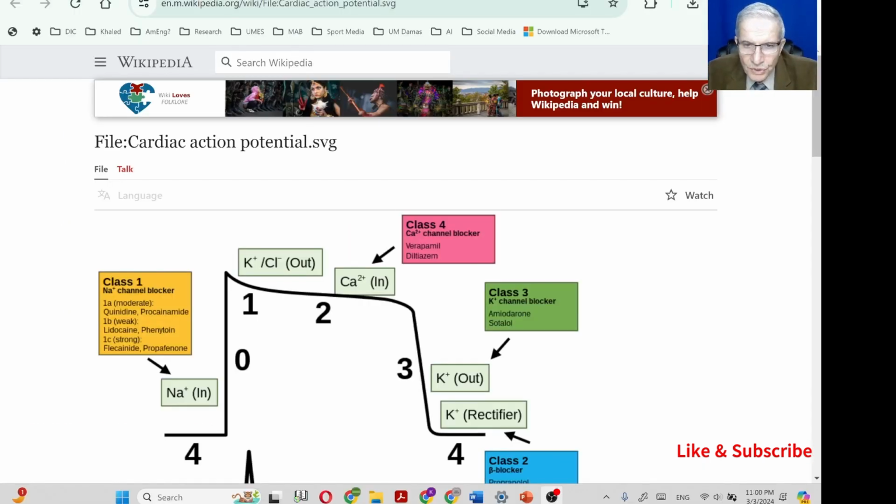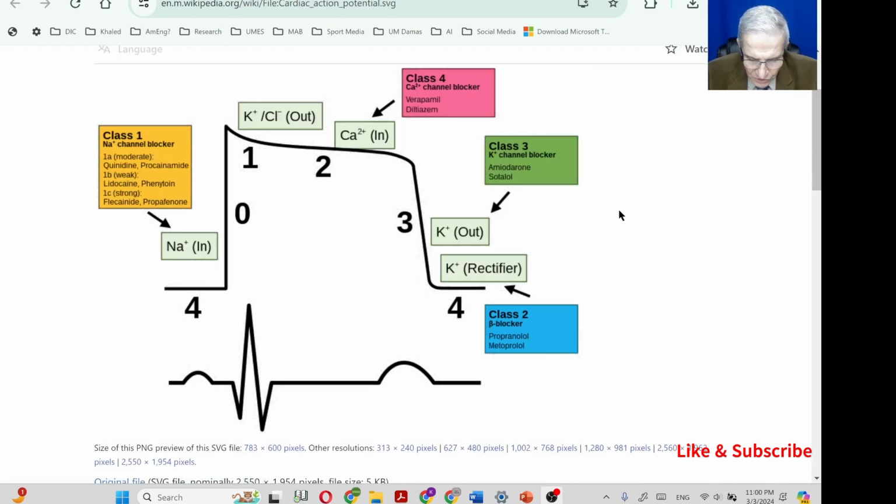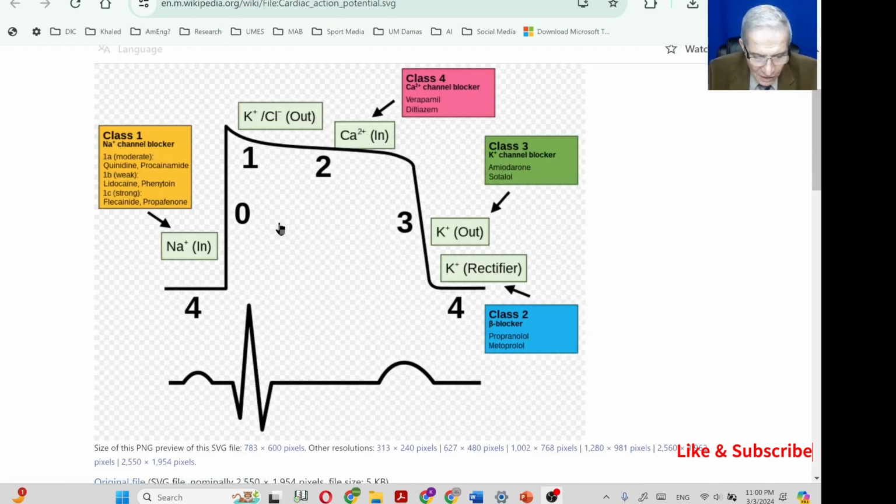I'm sharing with you this picture from Wikipedia, which demonstrates the action potential of the heart. You can see phase 4, then phase 0, phases 1, 2, 3, and 4. In phase 0 the sodium enters the cell and causes depolarization; this is what we call the upstroke. Then phase 1 is a kind of repolarization. Potassium channels open here and allow potassium to leave the cells.